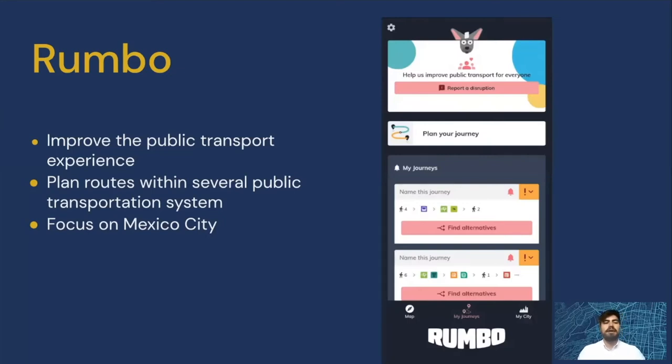Rumbo is an app that is focused on helping a user to navigate through the city, saving money, time, and improving the quality of life. I know for Germans it's quite hard to relate, but in Mexico City, as I said already in my pitch, it's a mess. You have 10, 20 different systems trying to co-work together, and it's a big mess. So this gives the opportunity to plan routes in several public transportation systems, giving you centralized data. For now, it's focused on Mexico City, but Lima is also open now, and other cities will come.